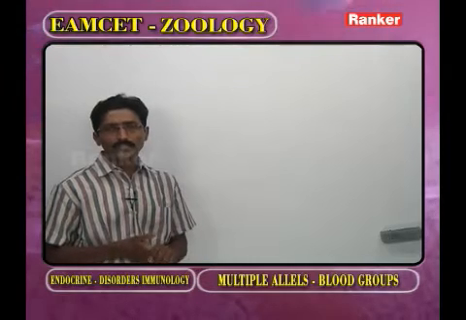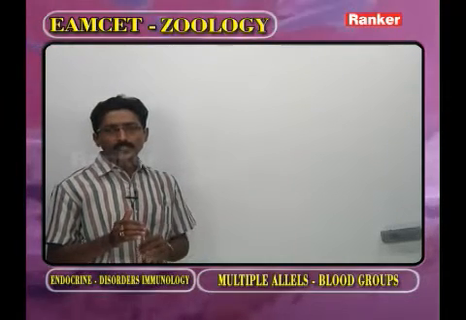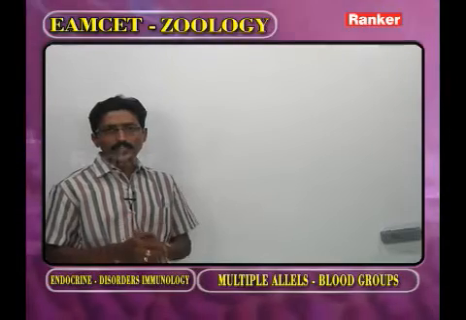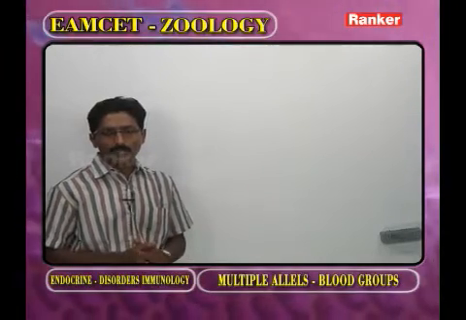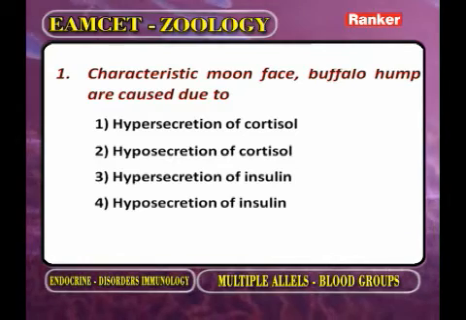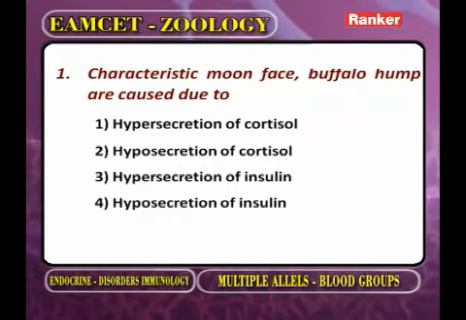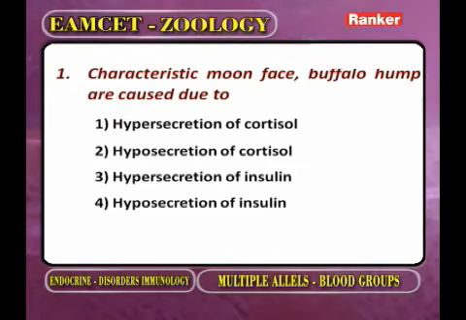Now we have to discuss each and every question, and regarding the questions we have to discuss the surrounding bits. Now observe the first question: what are the characteristic moon phase and buffalo hump caused due to?